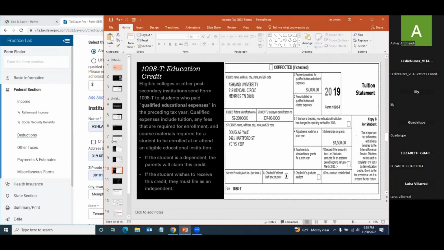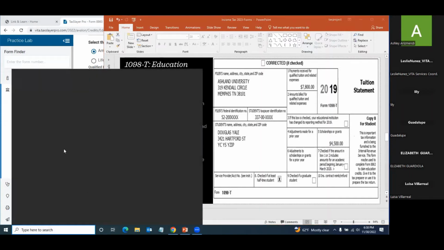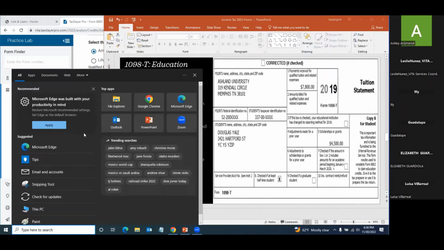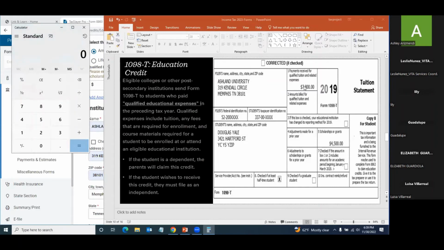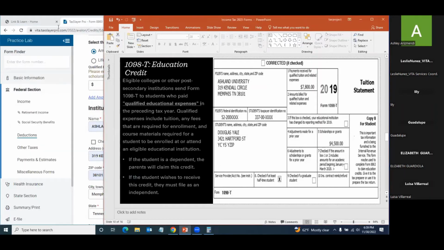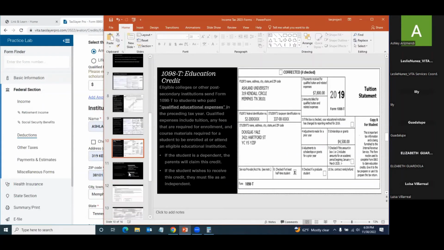Can everybody see the form? Is it the 7,800? Okay, for the expenses, usually what we do is we get the calculator, right? Where's the calculator? You're gonna have to search for it. And we would get their payments, which is the amounts that they paid, and we would subtract from it the scholarships that they got, which is 3,300. Remember what I had said on the rule of thumb right here.